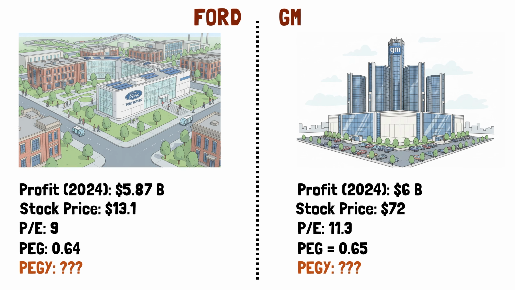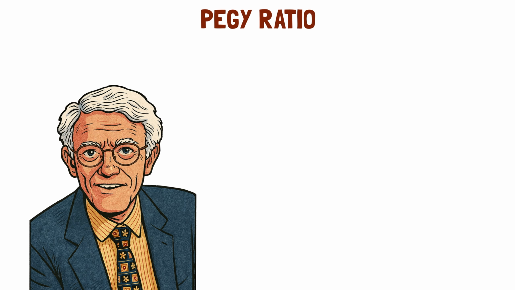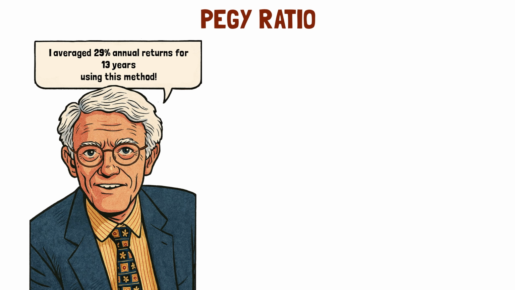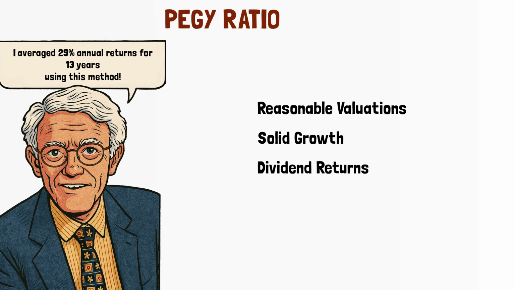I am going to show you the exact metric the legendary investor Peter Lynch used to generate 29% annual returns and make millions at Fidelity, and how you can use it to find companies that offer the complete package: reasonable valuation, solid growth, and shareholder returns through dividends.